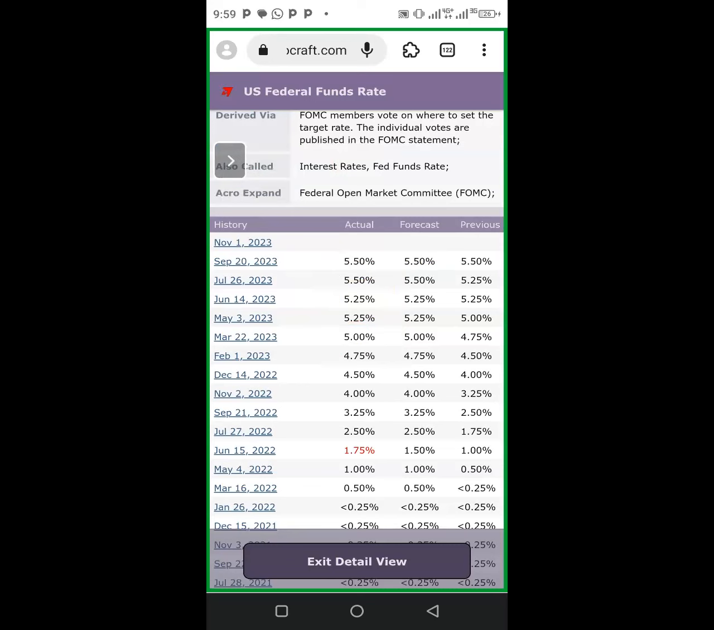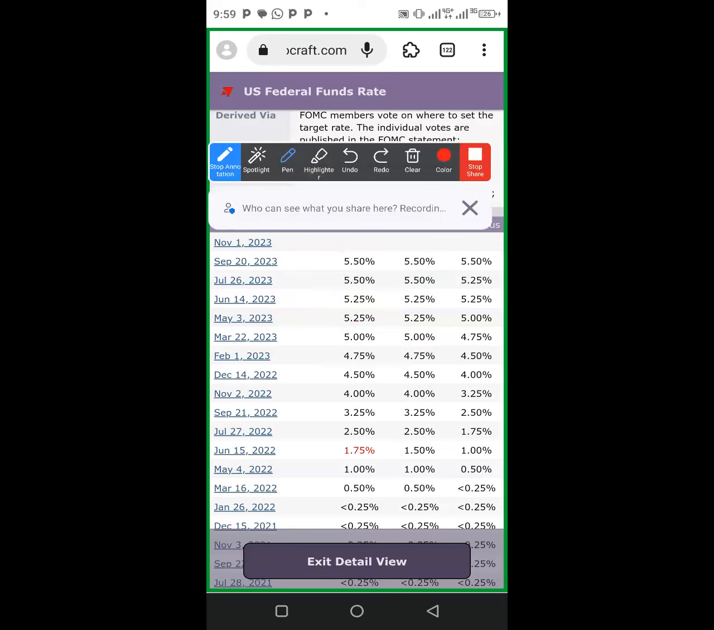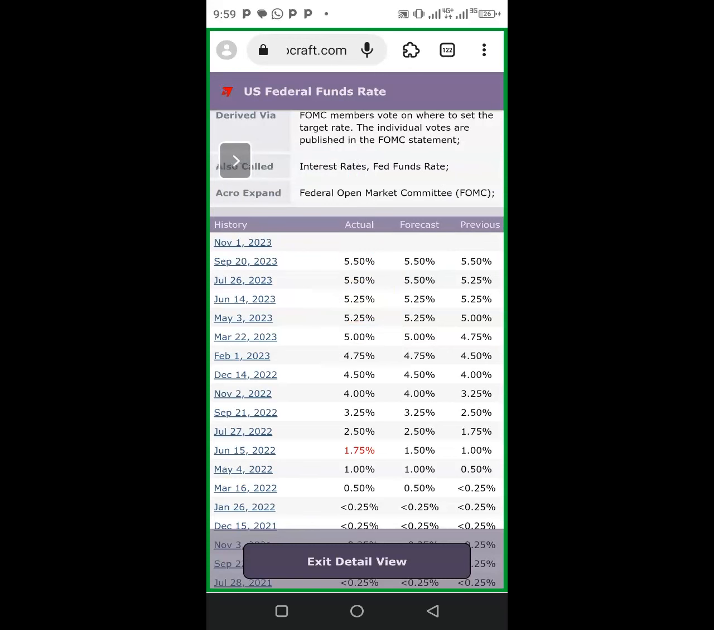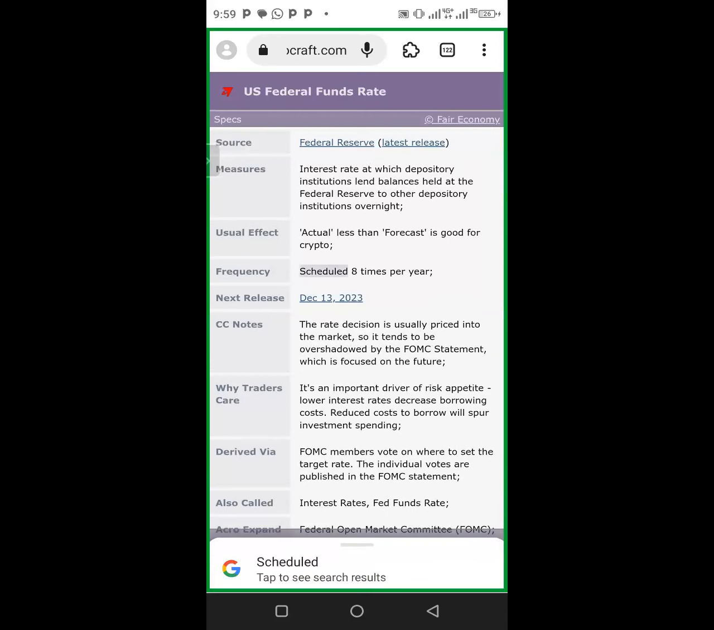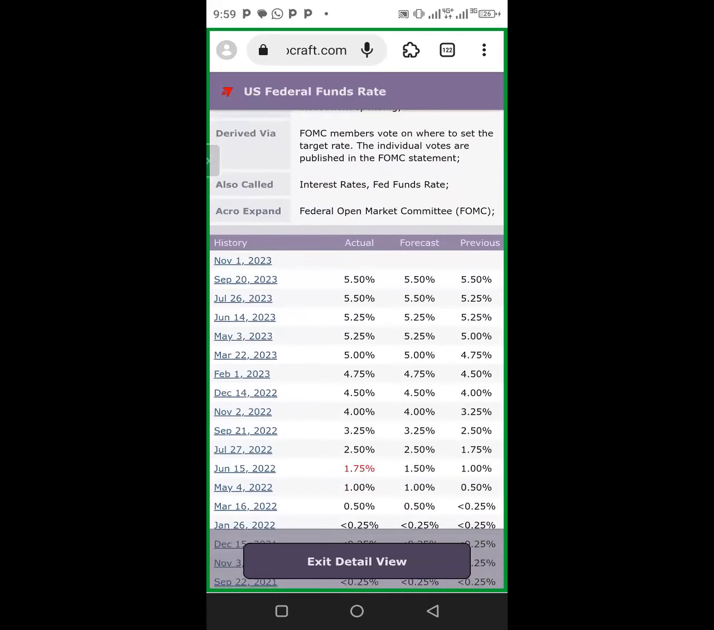So if the next interest rate is lower than 5.5, it's going to be good for the market, because people will see it coming down, borrow money, and jump into crypto. Now, if you don't understand all the things I just said, just come here and read: actual less than forecast, good for crypto.